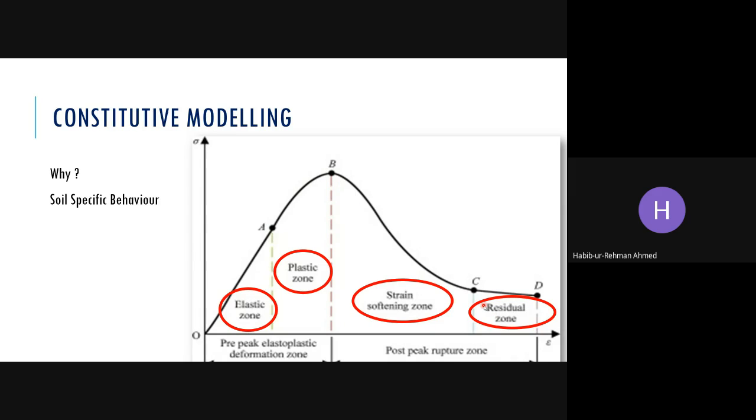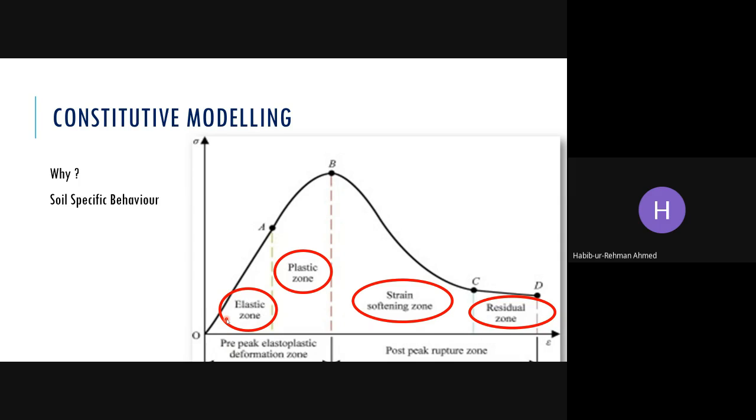We can combine these to come up with the complete constitutive model, or constitutive behavior, of that specific behavior. So we have a pre-peak elastoplastic deformation zone, and we have a post-peak rupture zone. We call it the post-peak rupture zone. So this is a very general understanding of a typical constitutive model for soils.